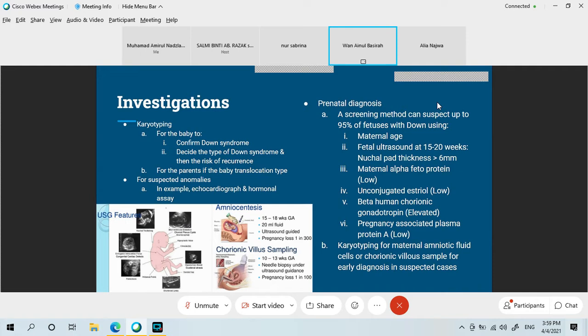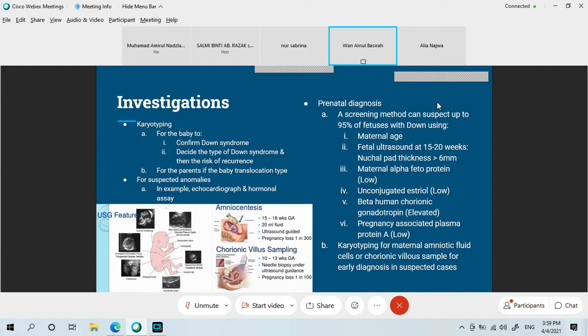So karyotype for the baby to confirm Down syndrome, and then which type of Down syndrome, and then to assess the risk of recurrence. Okay, kalau baby tu ada translocation type, macam yang saya cakap tadi, usually one of the parents is a balanced translocation carrier. So for suspected anomalies, echocardiograph, because patients usually have congenital heart disease, and hormonal assay. If I'm not mistaken, this one is for the thyroid problem.